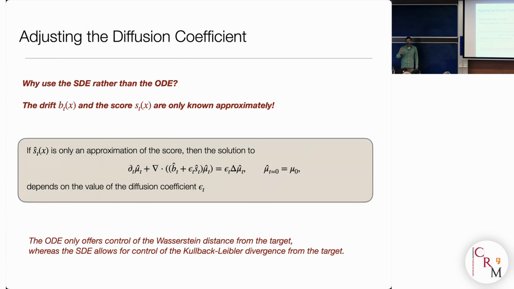Okay, next step is I want to discuss a little bit how to adjust the diffusion coefficient. Right now we have discussed a little bit how to adjust the alpha and beta. Now let's go back and say how can you adjust the diffusion coefficient? And first of all, why would you want to adjust the diffusion coefficient? Okay, so the reason is actually pretty simple.